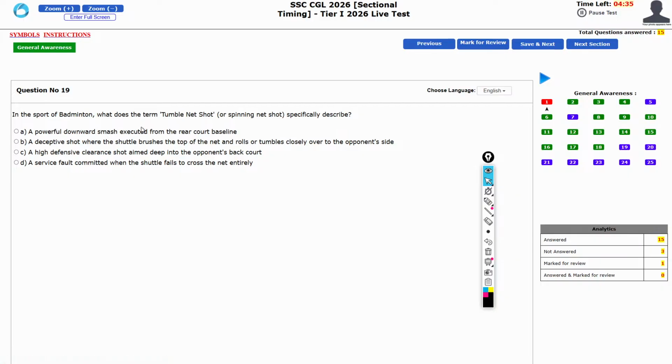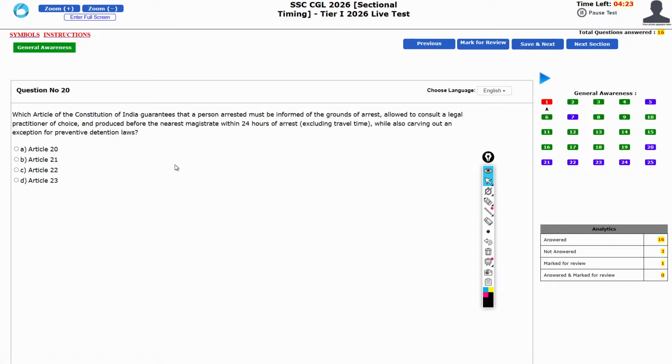the next one, in the sport of badminton, what does the term tumble net shot refer to? Descriptive shot, shuttle crosses the net, yeah, rolls slowly. So explanative. Then which article of the Constitution guarantees that a person arrested must be informed? So for arrest we have 20 or 22. Which one?